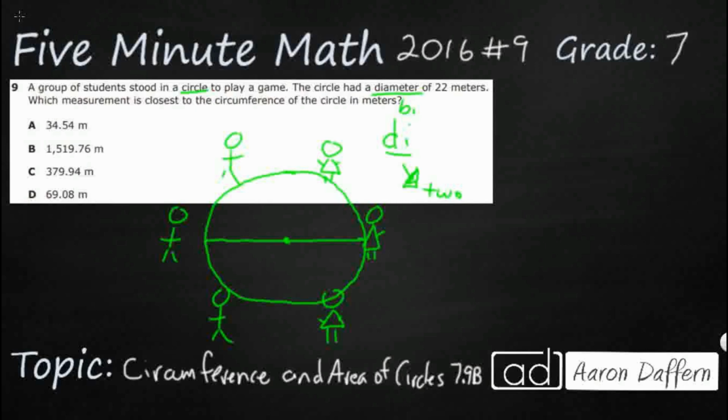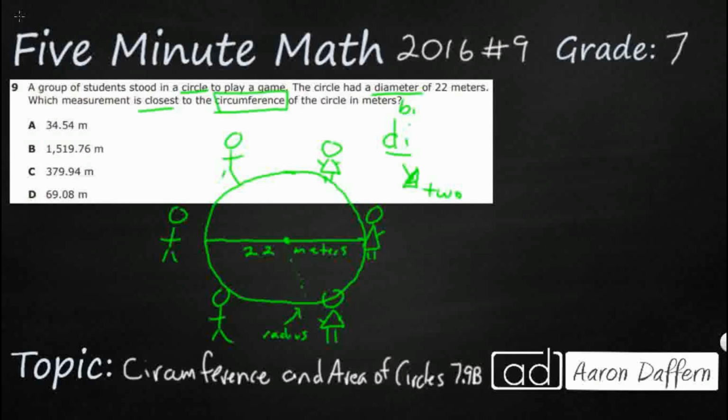So 22 meters. Sometimes we will ask for a radius, and a radius is something that goes from the center out to the side. So like that would be the radius. We don't need it at this point. It's just half of the diameter because it goes from the center to the side as opposed to from side to side through the center. So we need to find the measurement closest to the circumference of the circle.